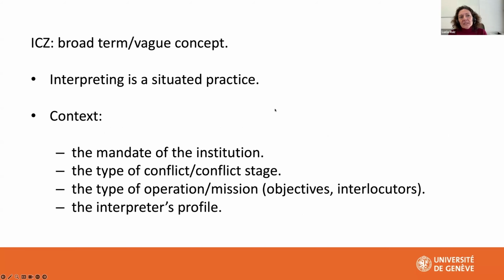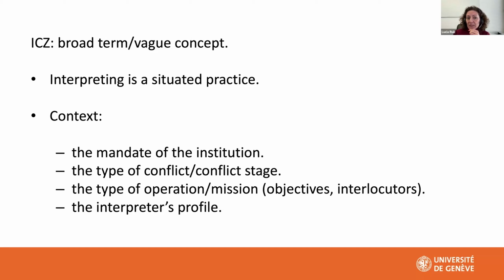So I would like to start by perhaps clarifying this broad term, or what I consider to be a vague concept, of interpreting in conflict zones. Because I think we all agree that interpreting is interpreting, yes, but it is a situated practice. So I think interpreting in a conflict zone is vague because when you describe the role of the interpreter or the practice of interpreting, you have to take into account the specific context in which the interpreters work.